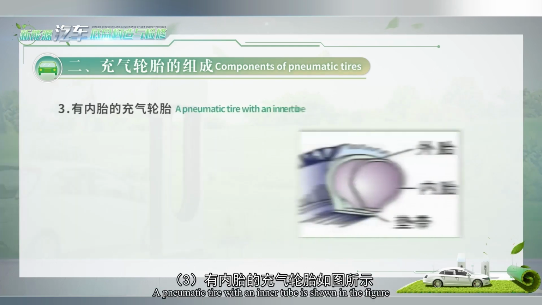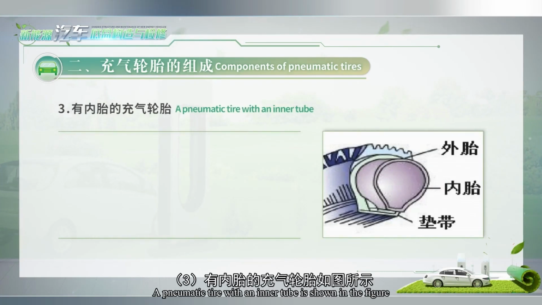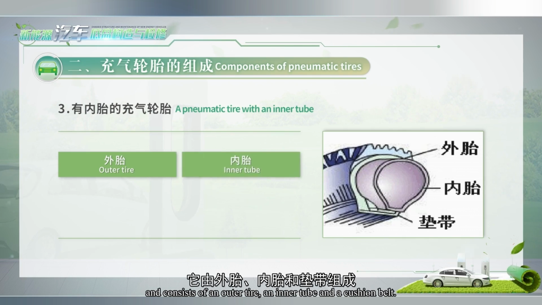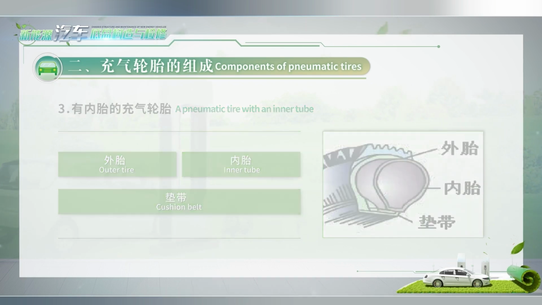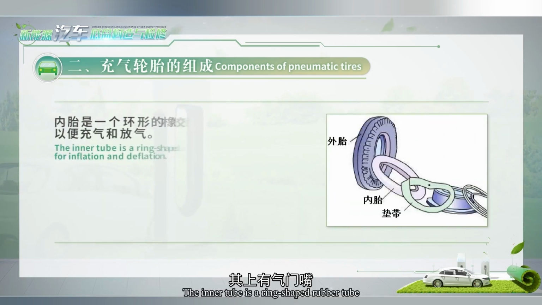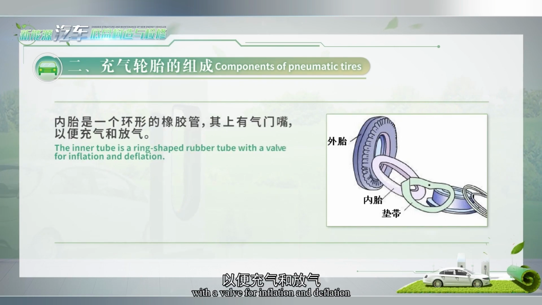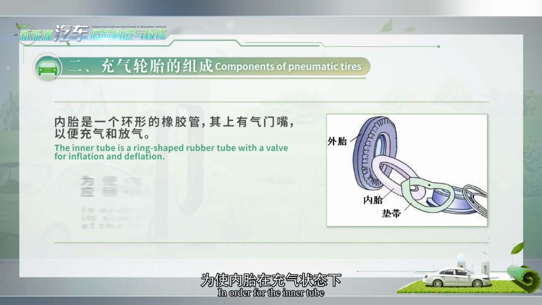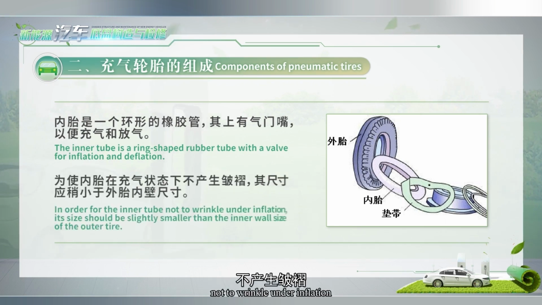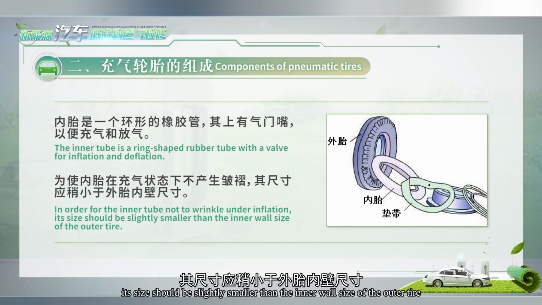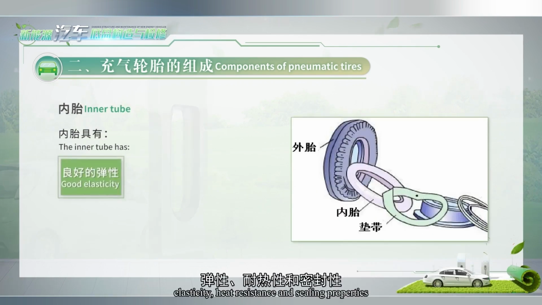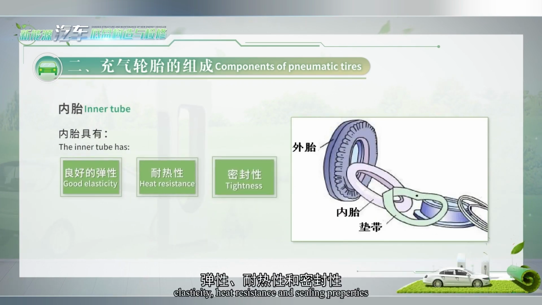3. A pneumatic tire with an inner tube is shown in the figure and consists of an outer tire, an inner tube, and a cushion belt. The inner tube is a ring-shaped rubber tube with a valve for inflation and deflation. In order for the inner tube not to wrinkle under inflation, its size should be slightly smaller than the inner wall size of the outer tire. The inner tube has good elasticity, heat resistance, and sealing properties.